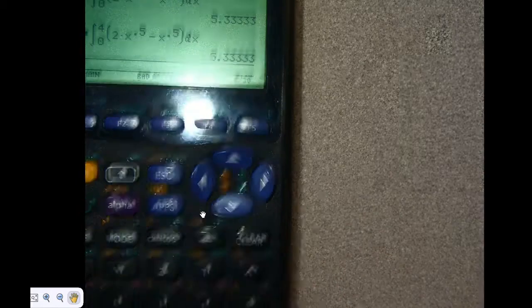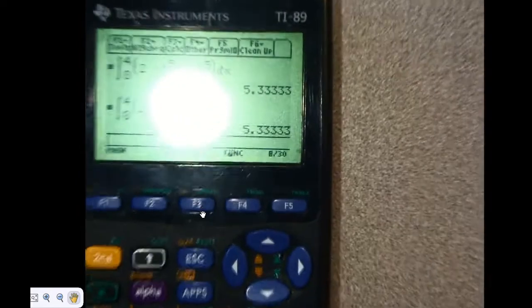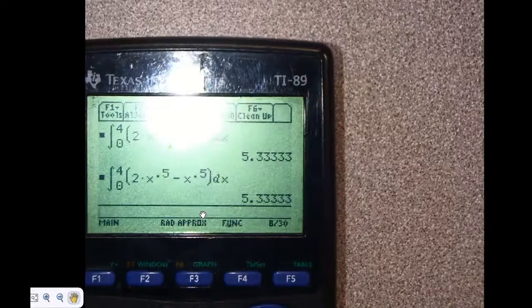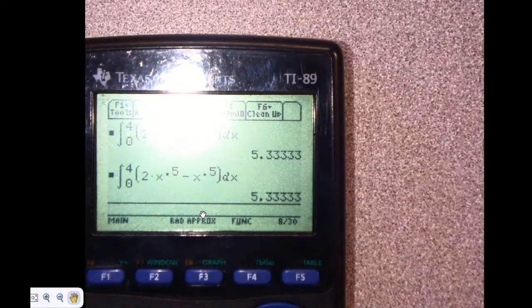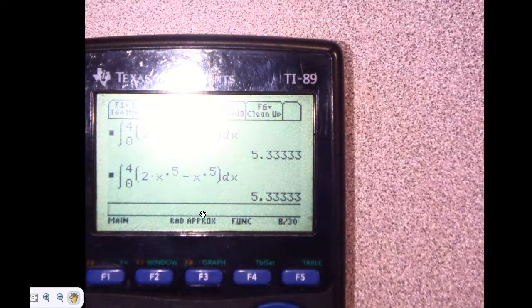So go to your home screen. Press the button that says home. I forgot what the home screen was. Are you home already? Yeah, I was already home. Okay. And then I'm going to go F2 solve.